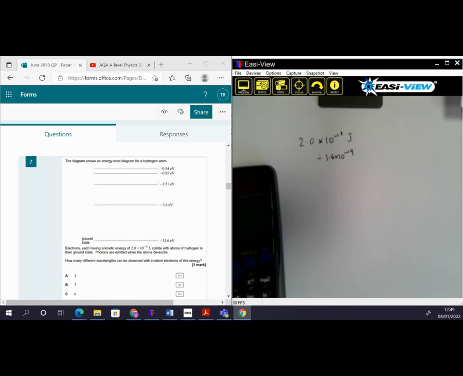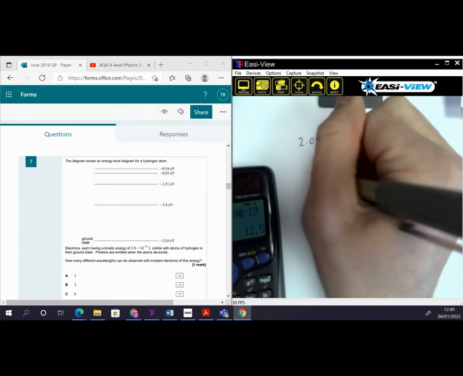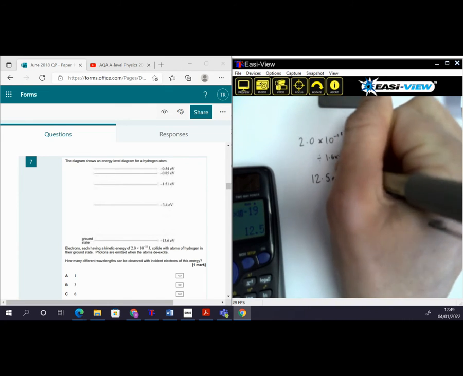And if you think about what you're doing, you hopefully won't make mistakes converting from one to the other. So divide: how many 1.6 times 10 to the negative 19s go into 2 times 10 to the negative 18? It's going to be a number of the order of magnitude of about 10. And we get 25 over 2, which is 12.5. So we've got 12.5 electron volts.